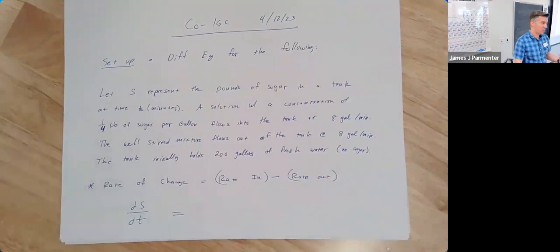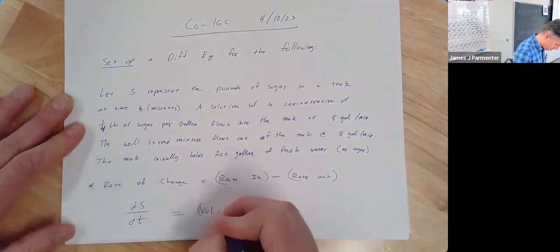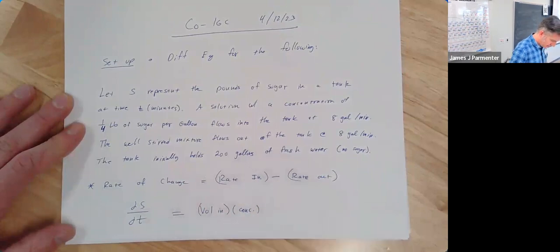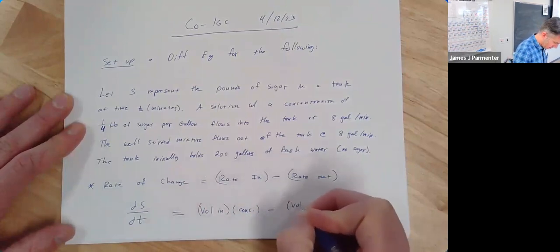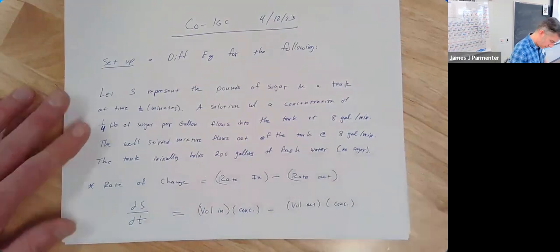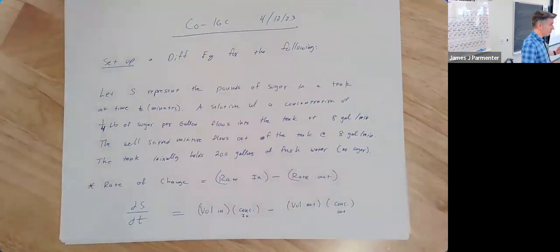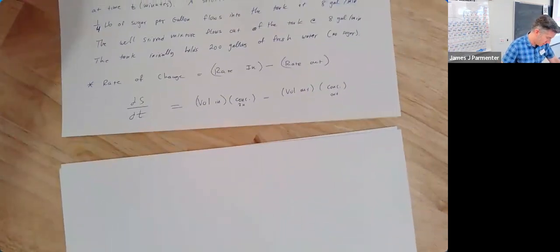For these tank problems specifically, whenever I think about the rate in and the rate out, the rate in is just how much volume is going in times the concentration of that volume. And the same thing for the rate out: the volume out times the concentration of the volume that's going out. The volume in and the volume out are the same. Right? We're putting in 8 gallons per minute, we're taking out 8 gallons per minute. It's the concentration difference. Of course I've run out of room on this first page here.